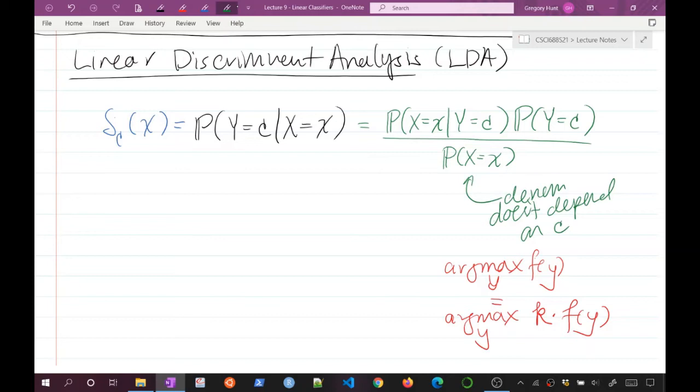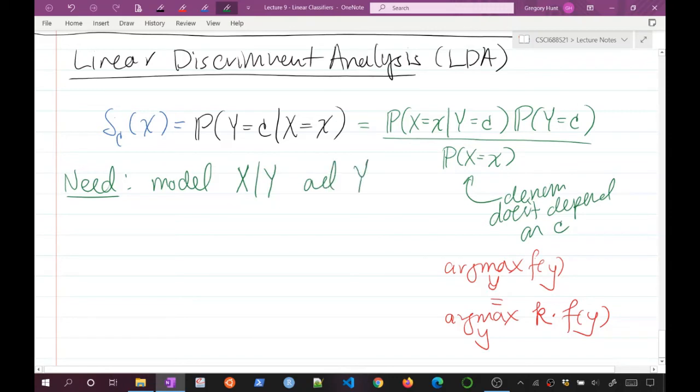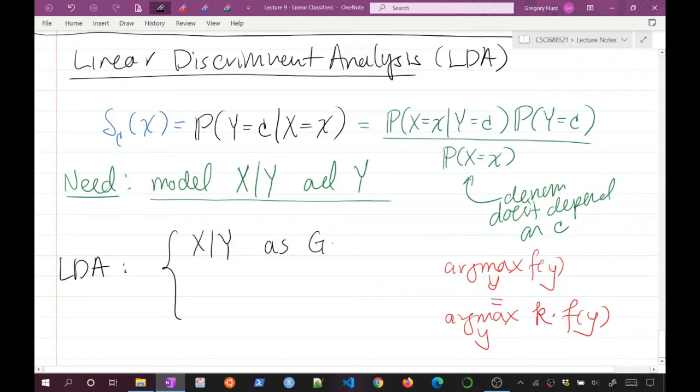Linear discriminant analysis is going to model this. To do this, we need to model both how our x's are generated given the y's, and what our underlying distribution, often called a prior distribution, of the y's is. So, LDA. Let's not beat around the bush more. LDA models x, given my class y, as Gaussian, or normally distributed, and y as some arbitrary discrete distribution.